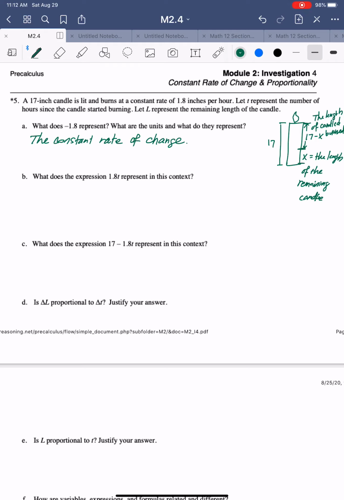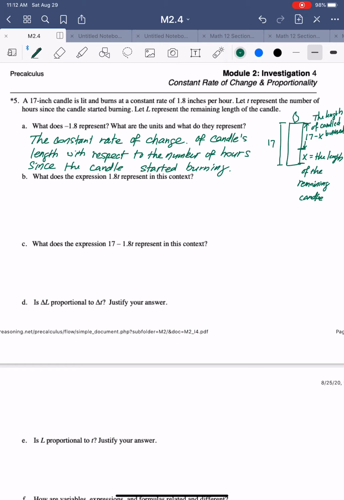So it is the constant rate of change of the candle with respect to the number of hours since the candle started burning.